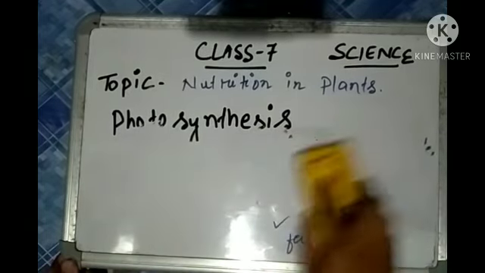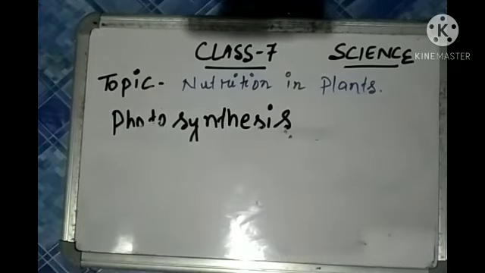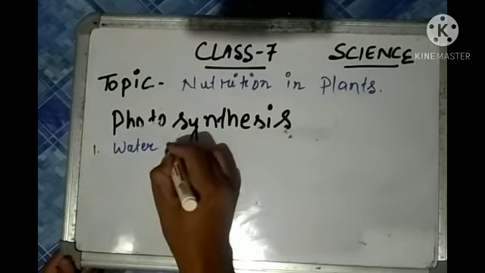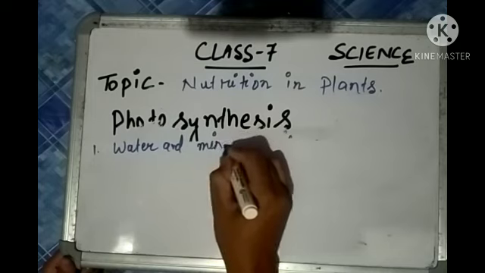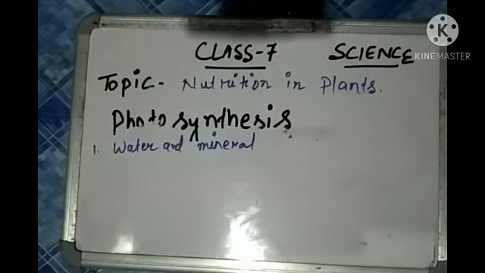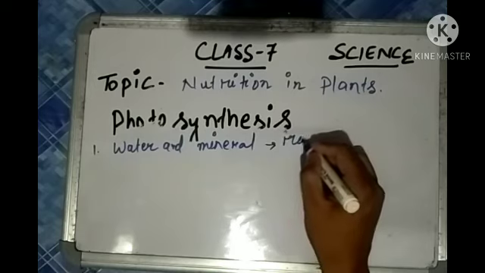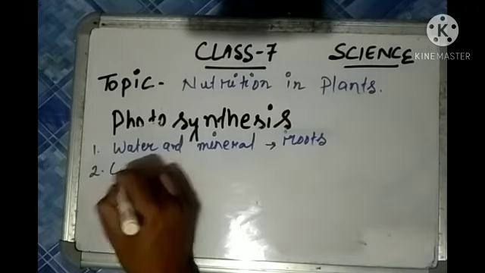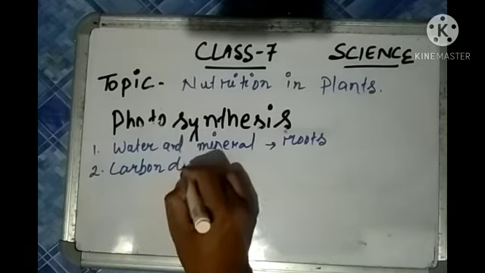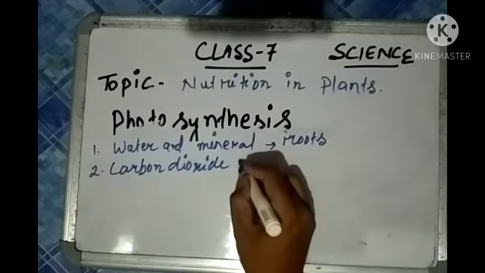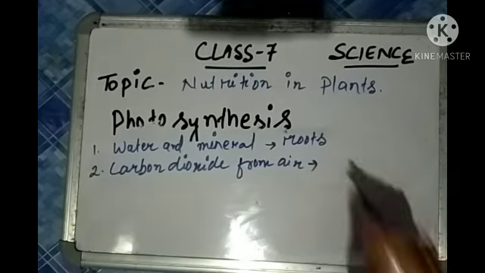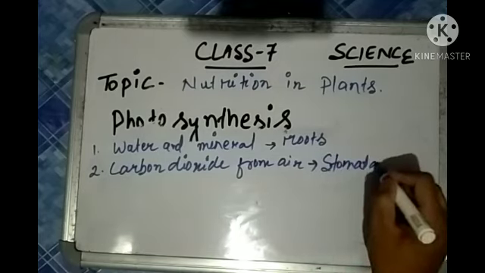So let's start with the process of how plants synthesize their own food. First, water and minerals, which are required by the plant for photosynthesis, are taken up by the roots. Second is carbon dioxide from air. Carbon dioxide, which is required by the plant for photosynthesis, is absorbed from air through tiny pores called stomata, which are present in the leaf.